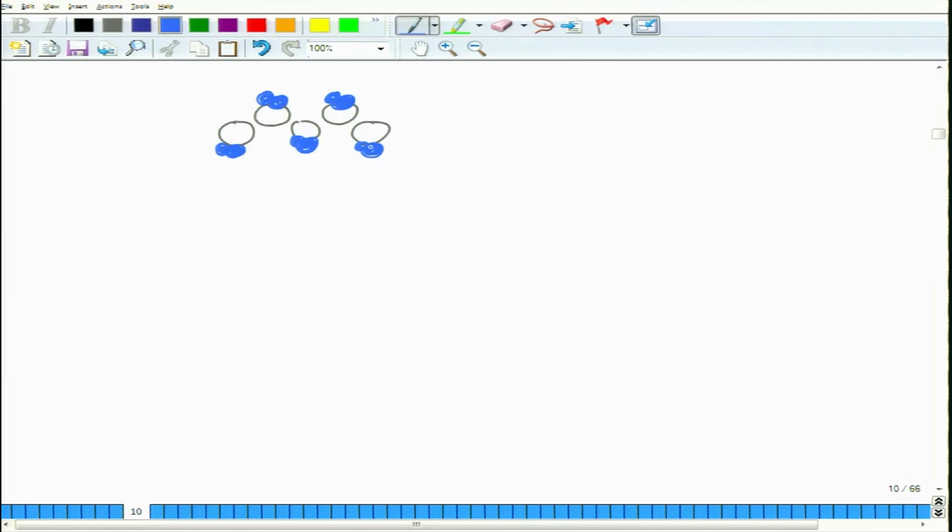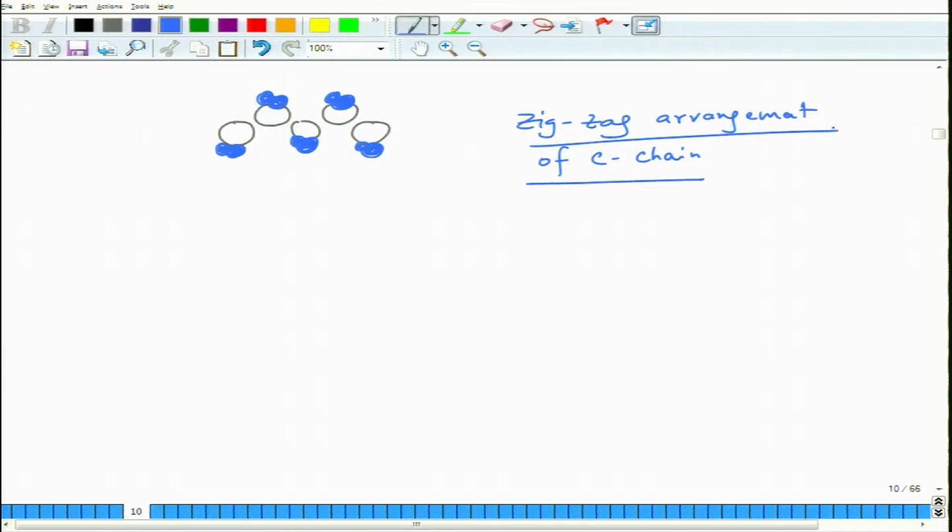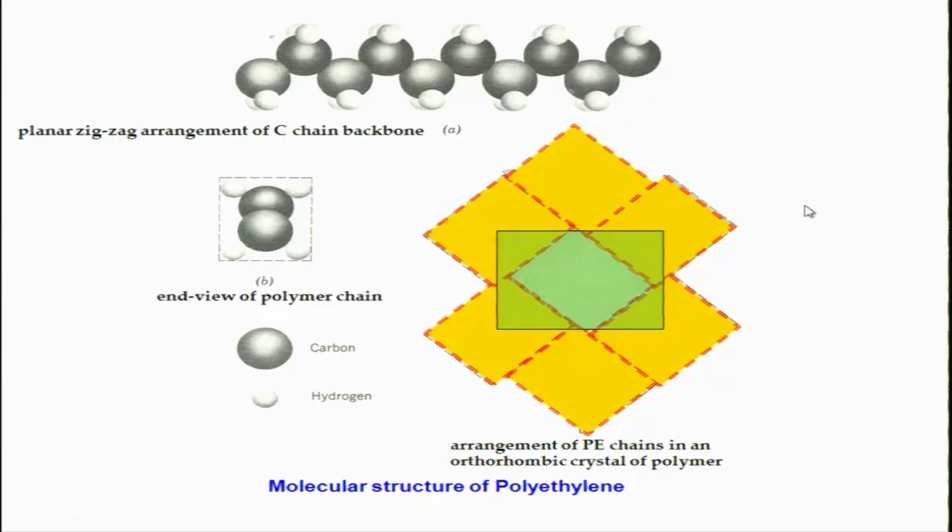Like this. So, on two sides you have hydrogen atoms. This is a planar zigzag arrangement of the carbon chain molecules. These make a structure which looks like an orthorhombic structure. I will show you here. So, essentially it looks something like that.